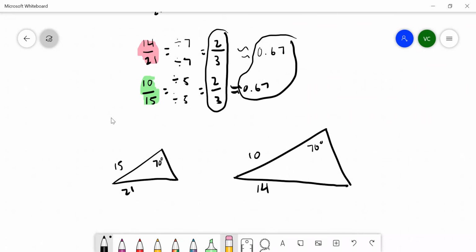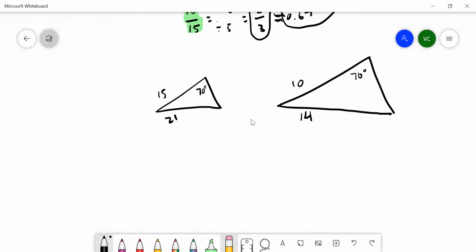Would this still follow side angle side similarity? Write down your answer of why you think it is or isn't. Pause the video. Okay, if you said that this would not be side angle side, then you're correct.